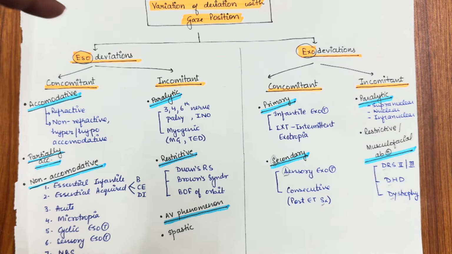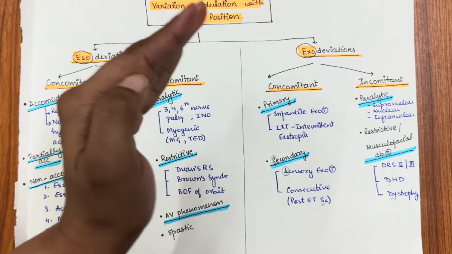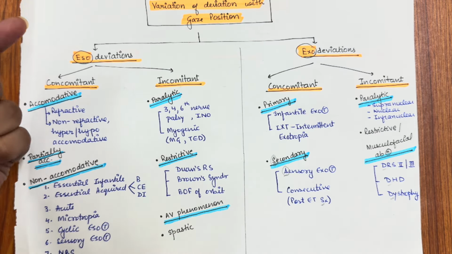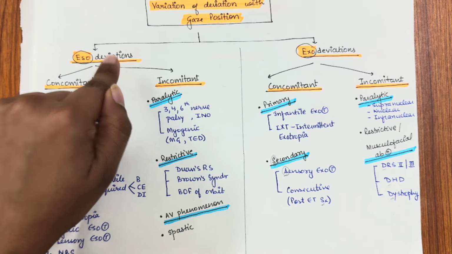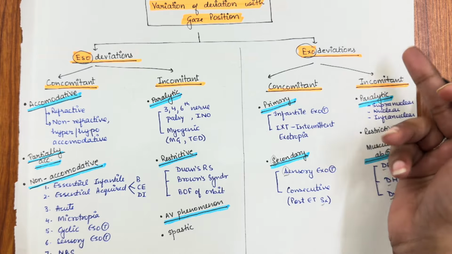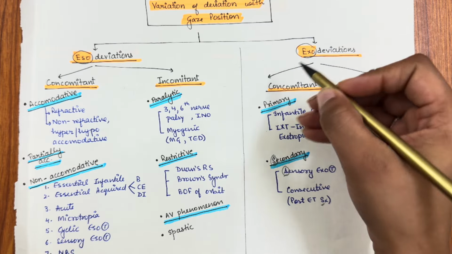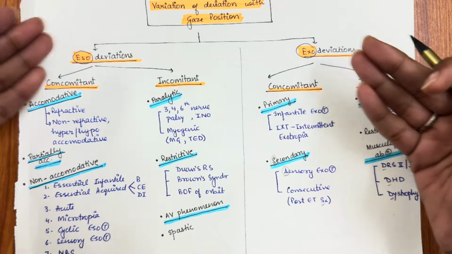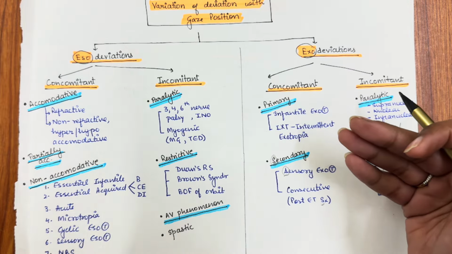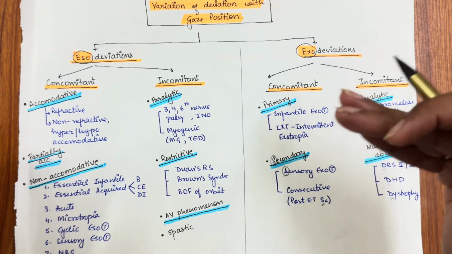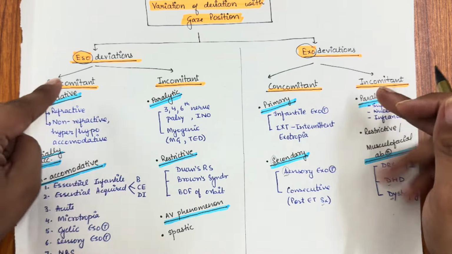So this is like iso, inward, convergent, so esotropias, and these are exodeviations. Exo is outside eye. So these are exodeviations. Now these two will be divided into concomitant and incomitant. Divide both into concomitant and incomitant like this.